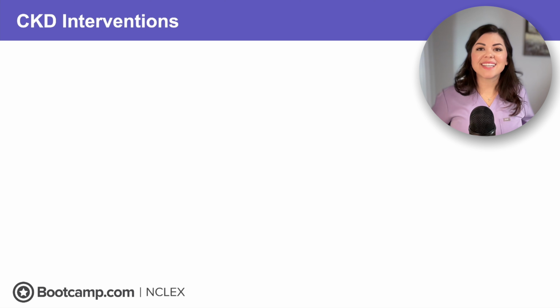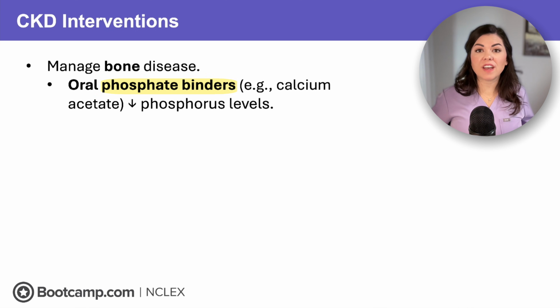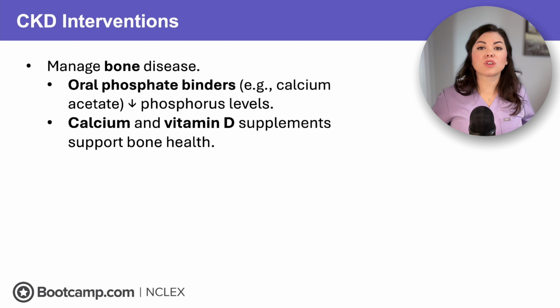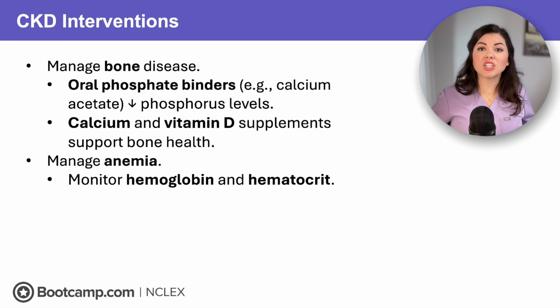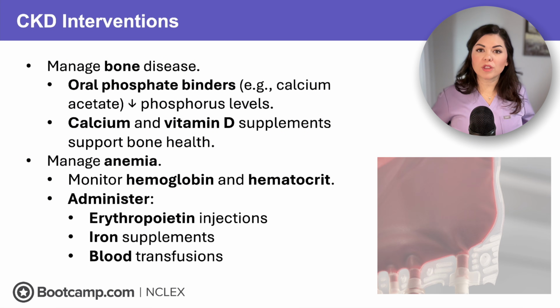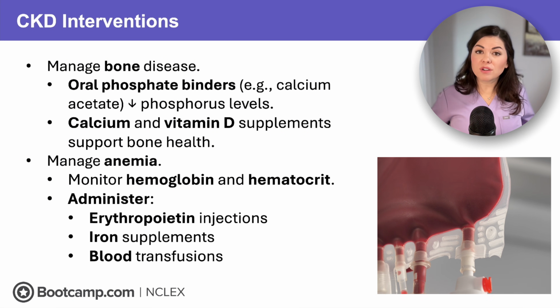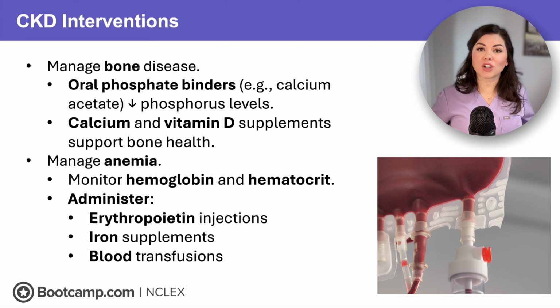So remember, CKD increases the risk of bone disease and anemia. So to manage bone disease, we must give phosphate binders to decrease phosphorus levels. The kidneys cannot excrete phosphate, causing calcium levels to drop. We should also administer calcium and vitamin D supplements to support bone health. And to manage anemia, we must closely monitor the H&H and administer erythropoietin injections, iron supplements, or even blood transfusions.